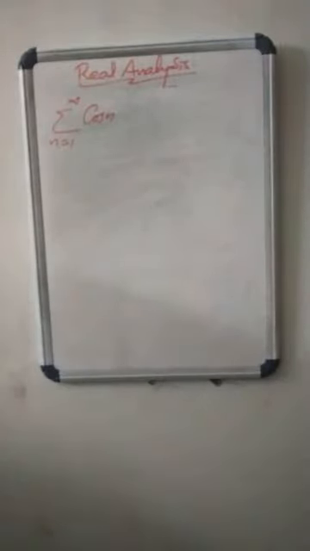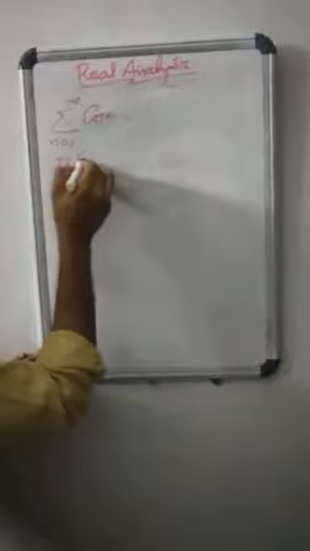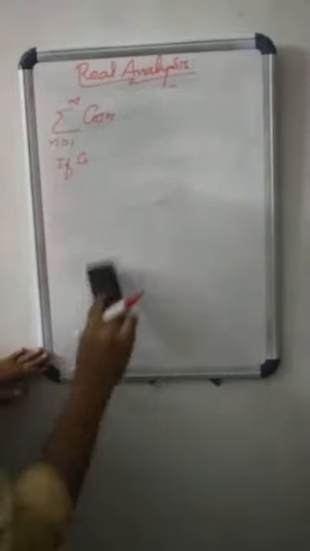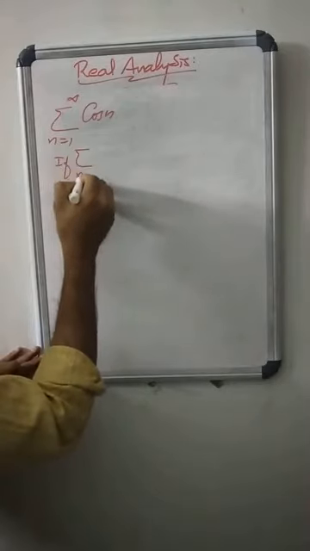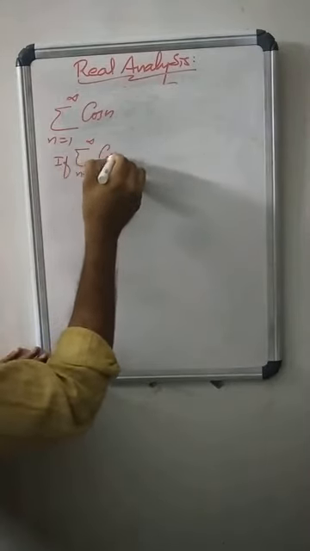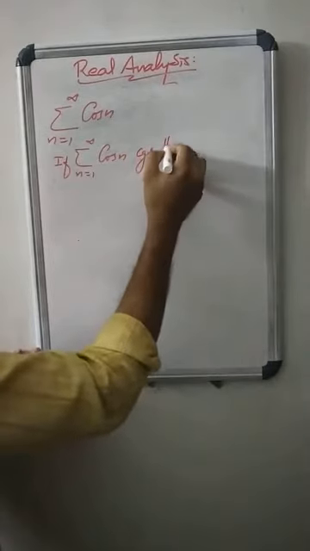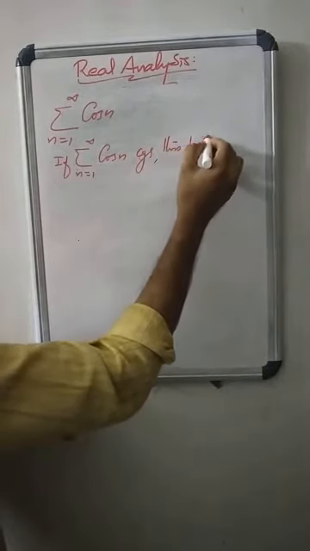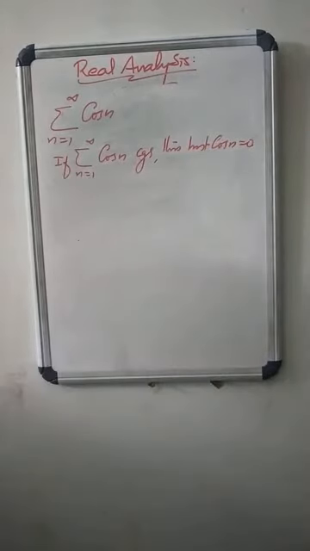So, if sigma n ranges from 1 to infinity cos n converges, what happens here? Then by nth term test, what is limit cos n? Then limit cos n equals 0.